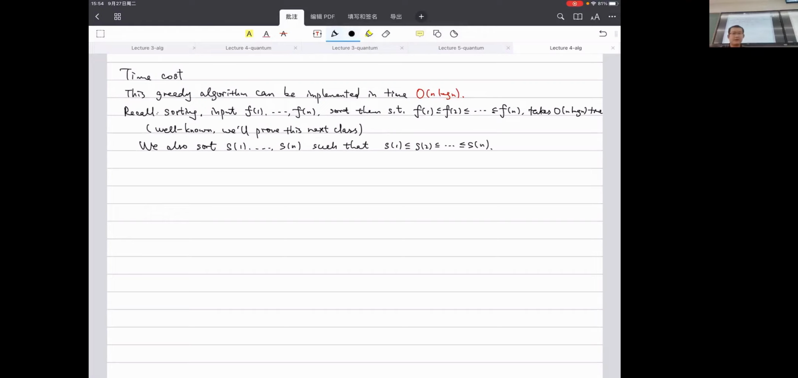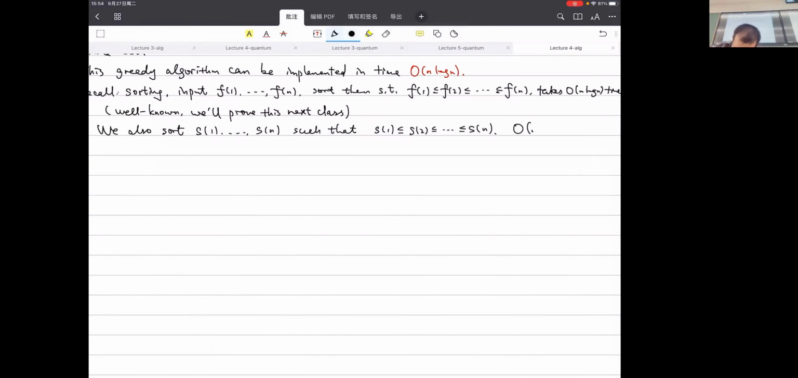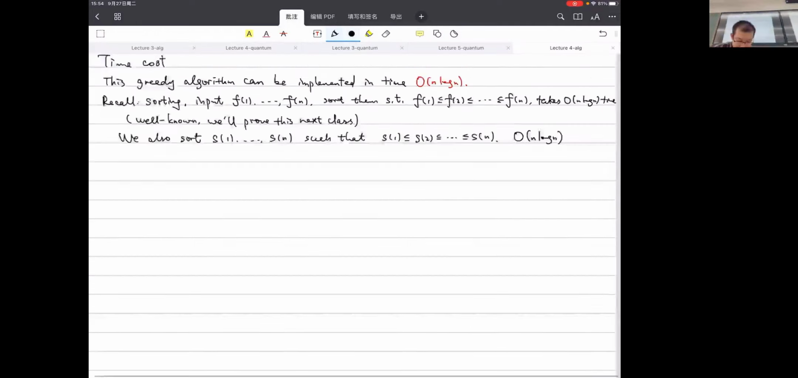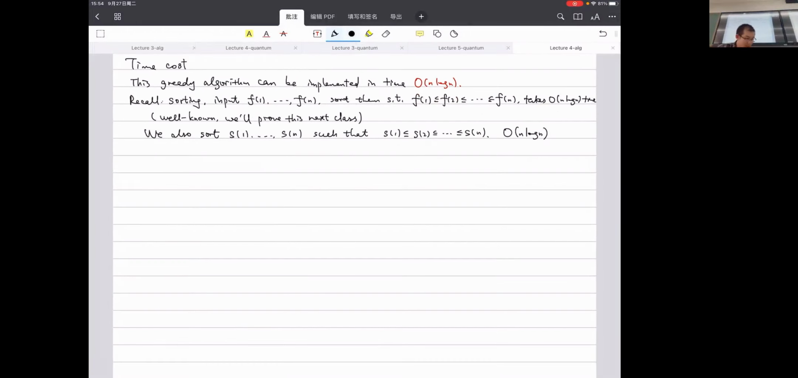So we can also sort by the starting times. This takes another O(n log n), but does not influence the overall cost. We only do this sorting twice. So let's think about a clever way that maybe we can maintain this.